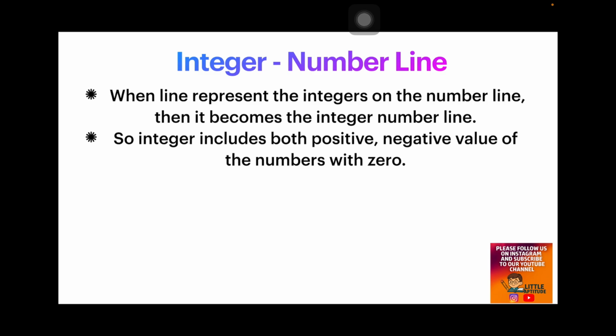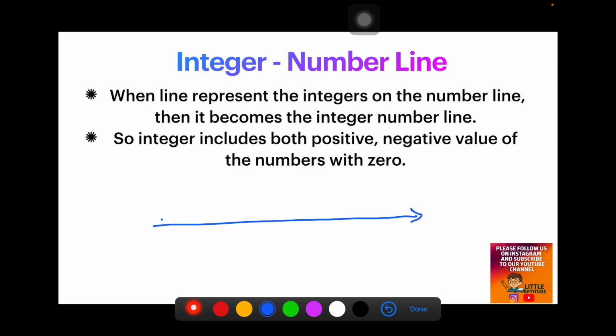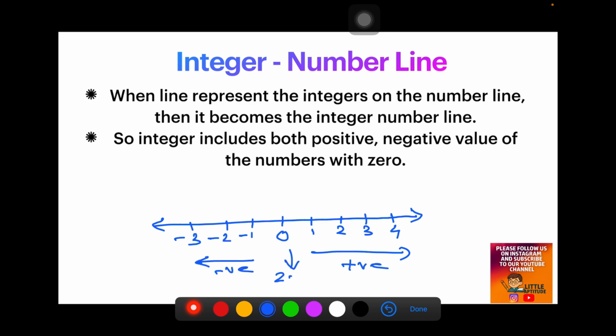I am drawing that line. For example, this is the line, the center I marked as 0, then 1, 2, 3, 4. On the left side -1, -2, -3. Here the line I have drawn includes both positive and negative numbers plus 0. So it becomes an integer number line. This is a very important concept. On your number line you can see 0, also the positive numbers, also the negative numbers.